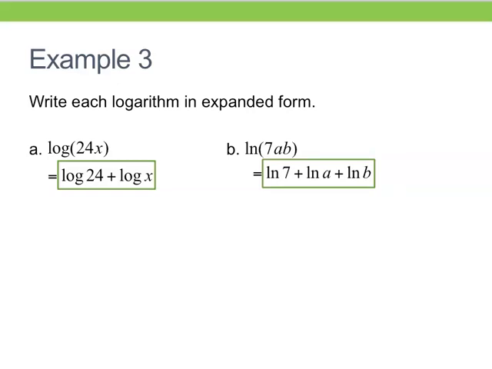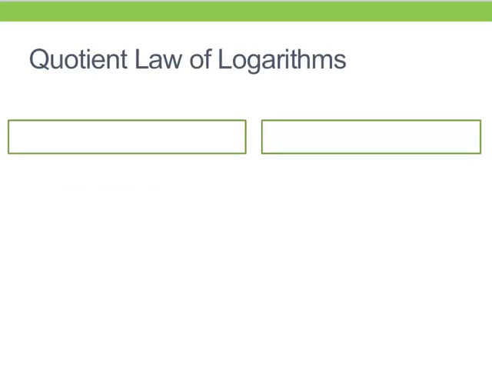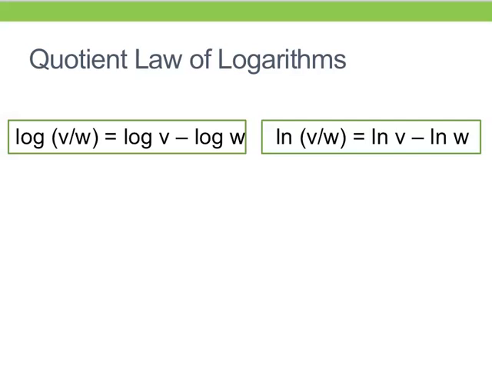Okay, the next thing we're going to talk about is the quotient law. Similar to the product law, where you were looking at the log of a product, now you're looking at the log of a quotient, so one number divided by another. So, log of v divided by w is equal to log of v minus log of w. Same with ln. So ln of v divided by w is equal to ln of v minus ln of w.